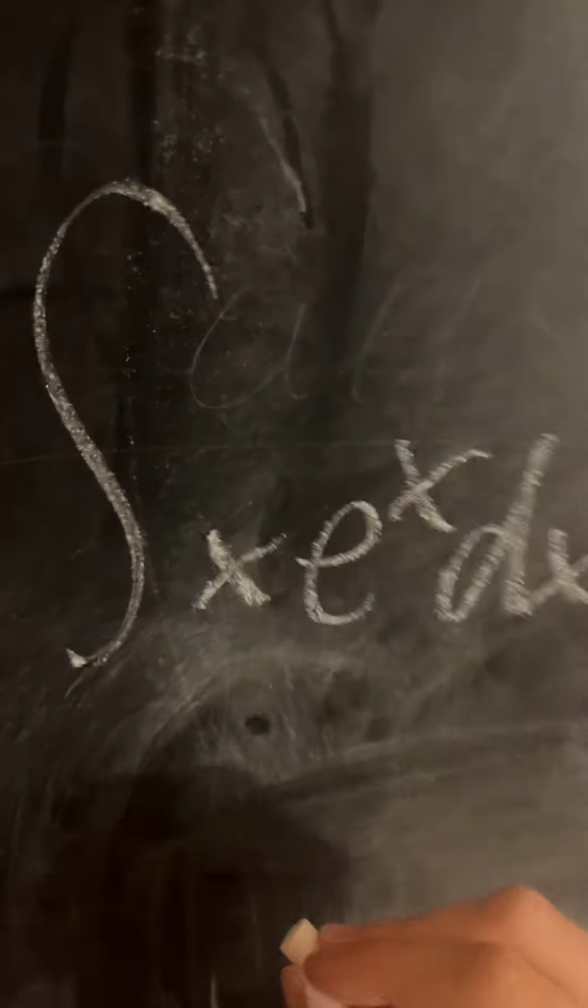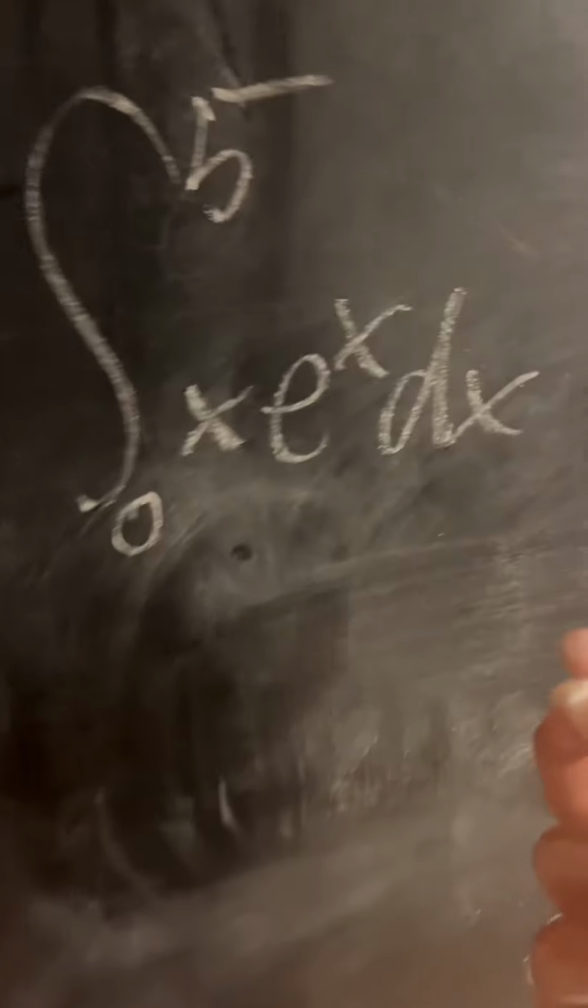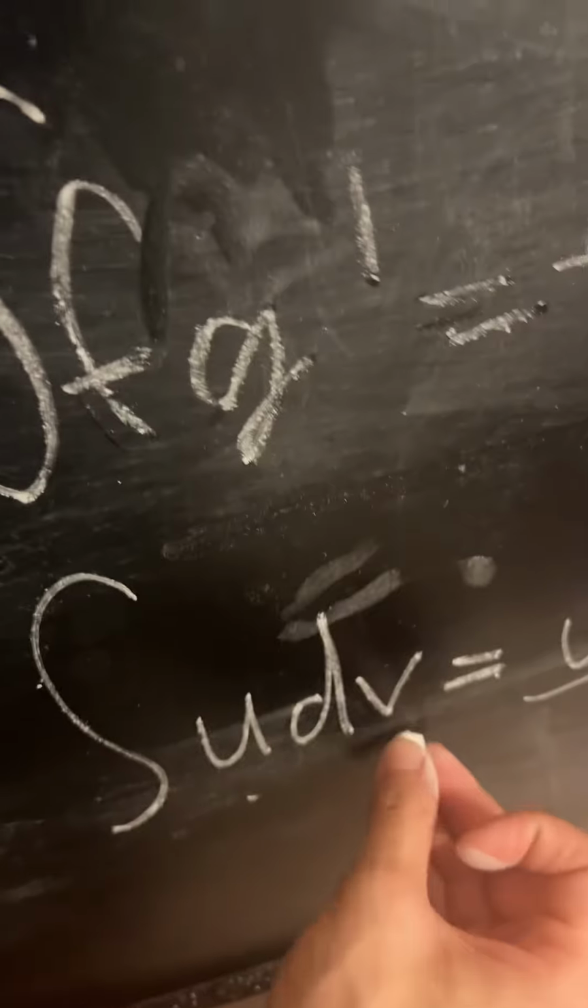Now, taking a look at our integral here, and let's just make it to the bounds of 0 and 5 to help you do this on definite cases as well. We're going to have to put x and e to the x in terms of our u and dv.